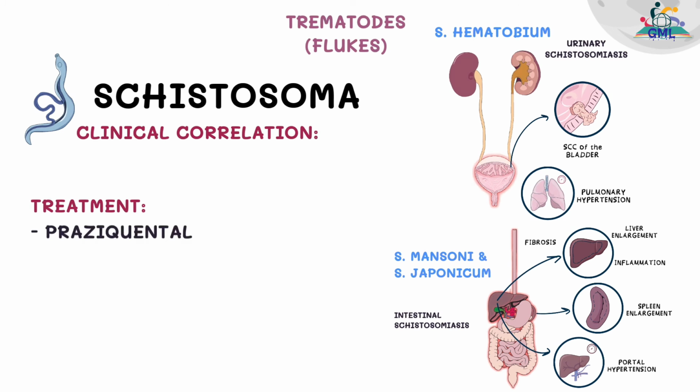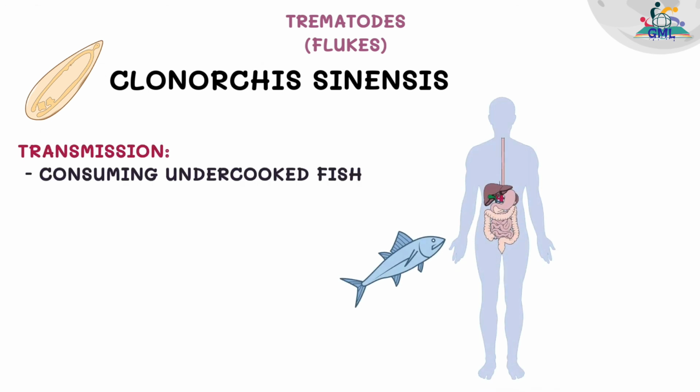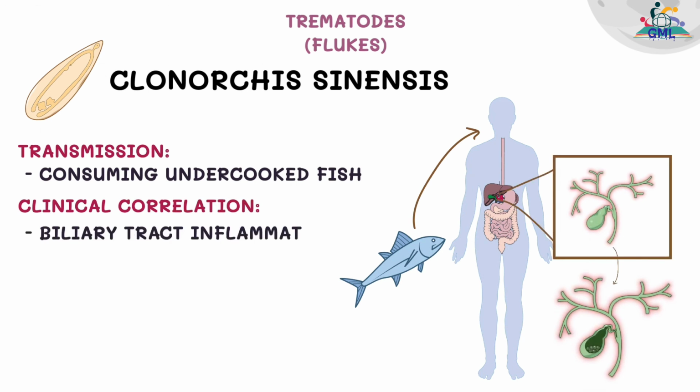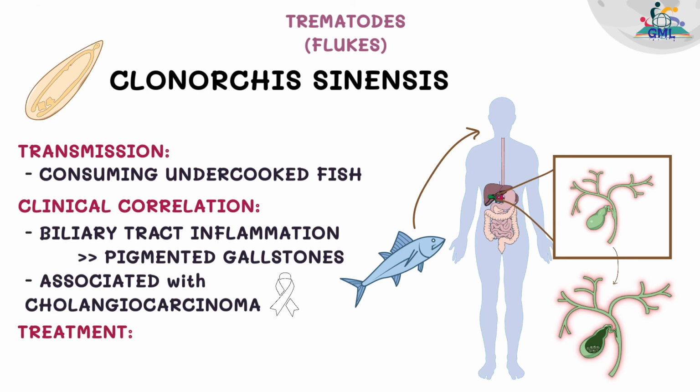The last worm we're going to talk about today is Clonorchis sinensis. The name looks a bit scary, and so does the character, but don't worry, it's easy to remember. It's transmitted by consuming undercooked fish, and once this happens, it can lead to biliary tract inflammation and consequently pigmented gallstones. It's also associated with cholangiocarcinoma, or cancer of the biliary tract. Lastly, for the treatment, can you guess what drug we use? You're right, it's praziquantel.